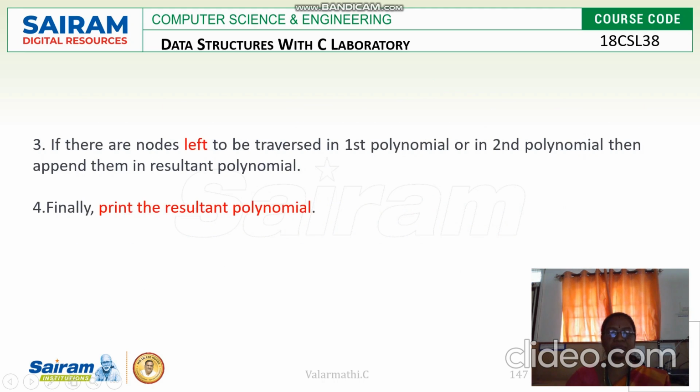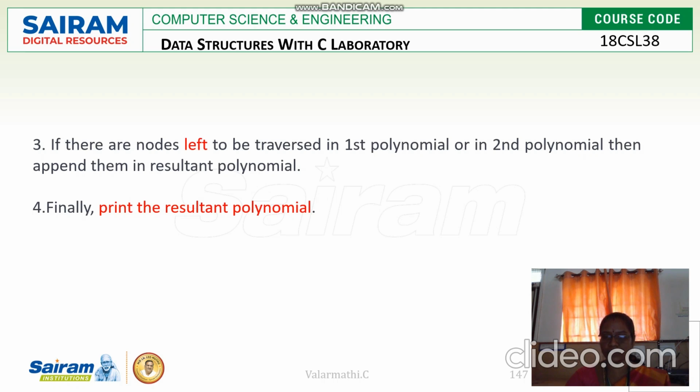Then at last, if there are nodes left to be traversed in the first polynomial or in the second polynomial, then apply them in the resultant polynomial. So if any polynomial factors are left, we can add them at last in the resultant polynomial. Finally, print the resultant polynomial. So the final step is to print the value of the resultant polynomial.